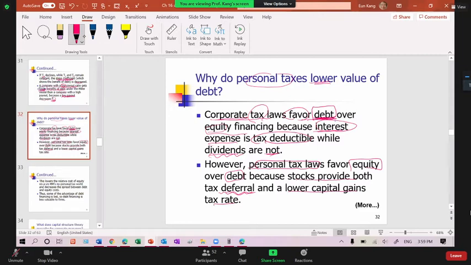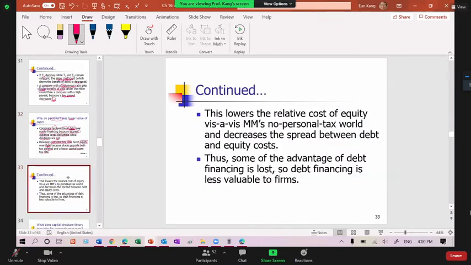and a lower capital gains tax rate compared to the tax rate on that income. So personal tax laws favor equity over debt. That's why that benefit goes down if you introduce personal tax. So this lowers the relative cost of equity vis-a-vis MM's no personal tax world and decreases the spread between debt and equity cost. So some of the advantage of debt financing is lost. Debt financing is less valuable. The benefit of debt is lower. Same thing: debt financing is less valuable to firms.